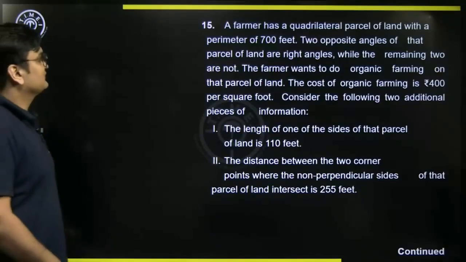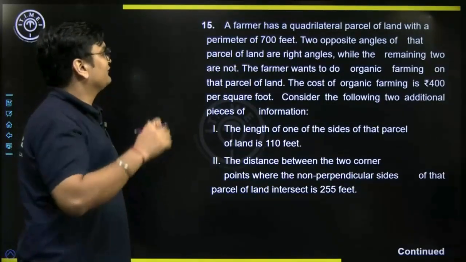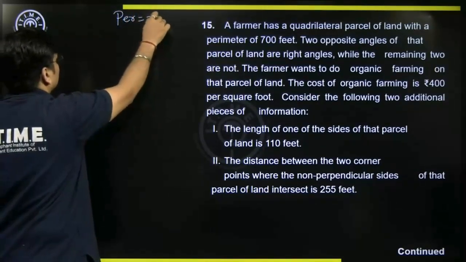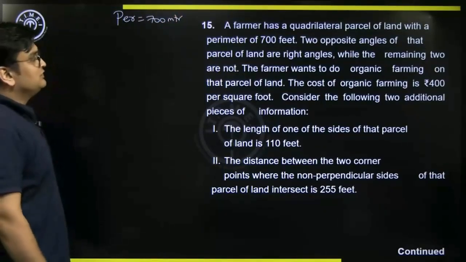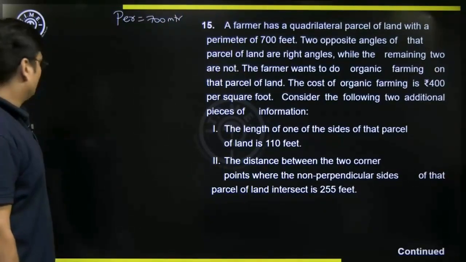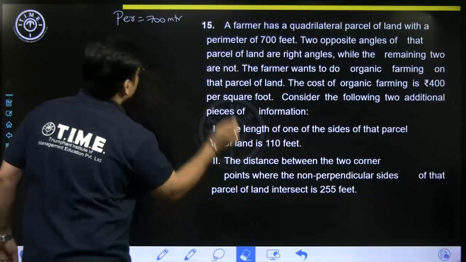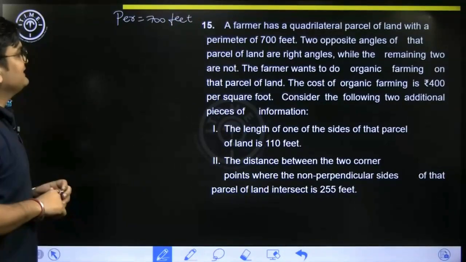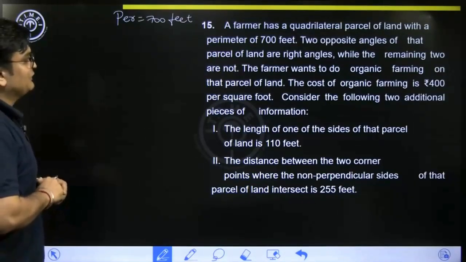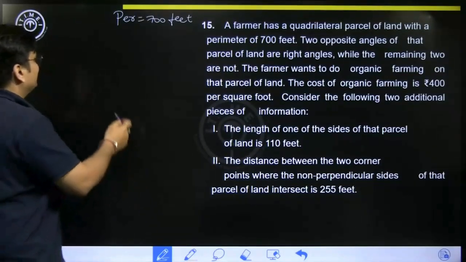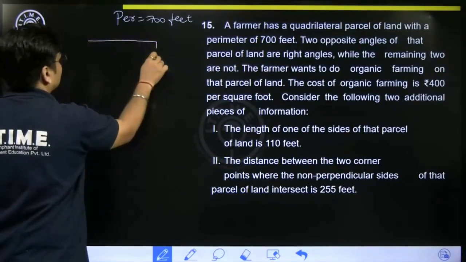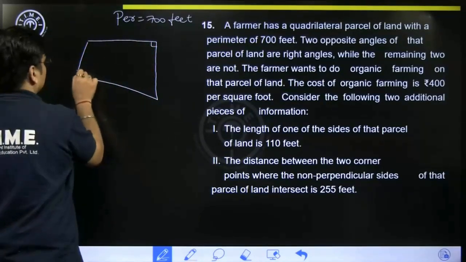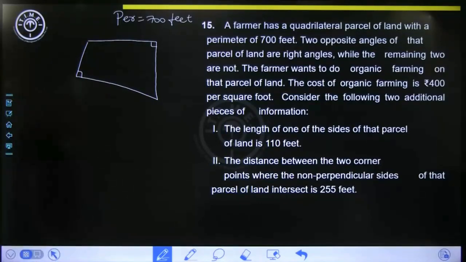Fifteenth one. A farmer has a quadrilateral parcel of land with a perimeter of 700 feet. Two opposite angles of that parcel of land are right angles, while the remaining two are not right angles. So something like this. This is a right angle. Suppose this is also a right angle. So these two are right angles, and these two are not right angles.